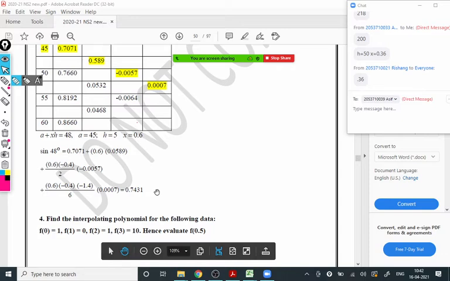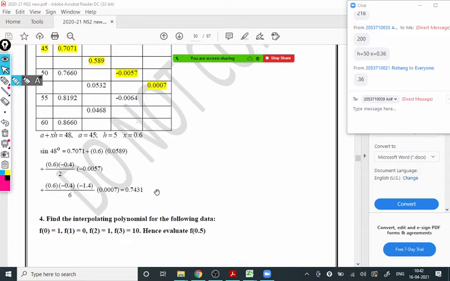Any doubt in the first three questions? No, sir. Okay, because they are straightforward questions. If you got one question, the remaining are similar only. Only small changes may be there in calculations.